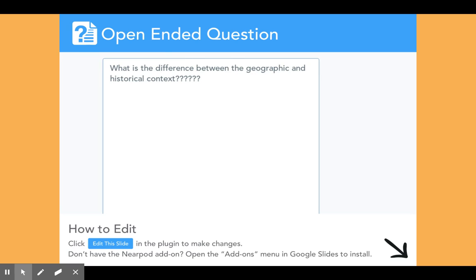Welcome back, my friends. I hope you're ready to review. What did you say? What's the difference between the geographic and historical context? I said the difference is that the geographic context deals with the location, the physical location of an event, the geography, while historical context refers to the history, what was going on at that time, right before or during or after the event. So they are very different.